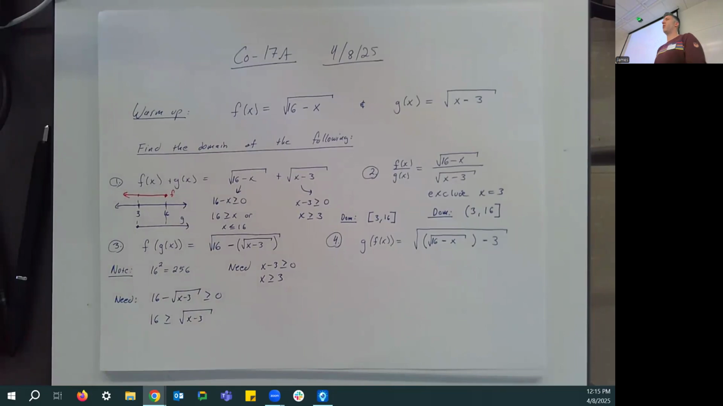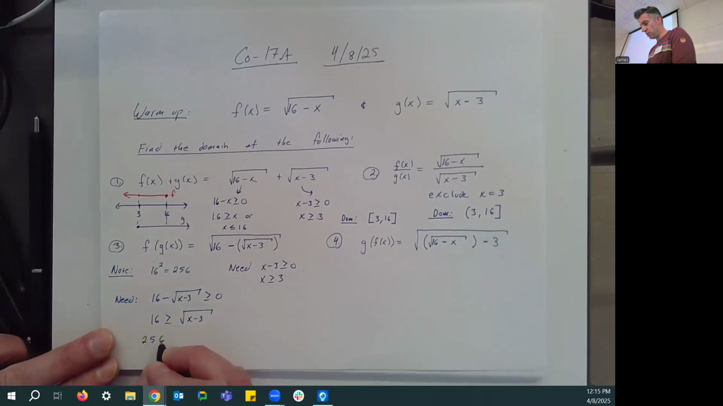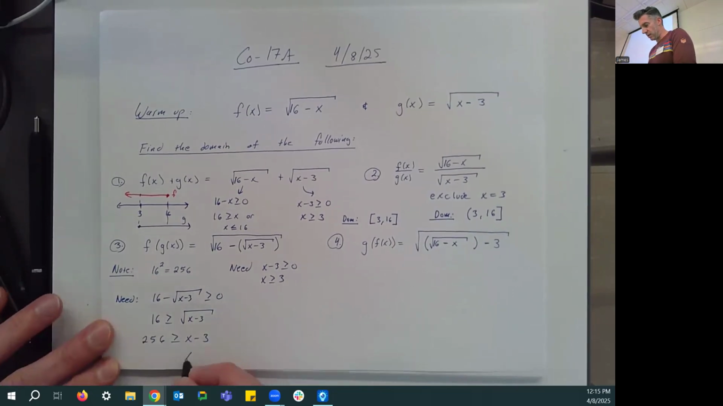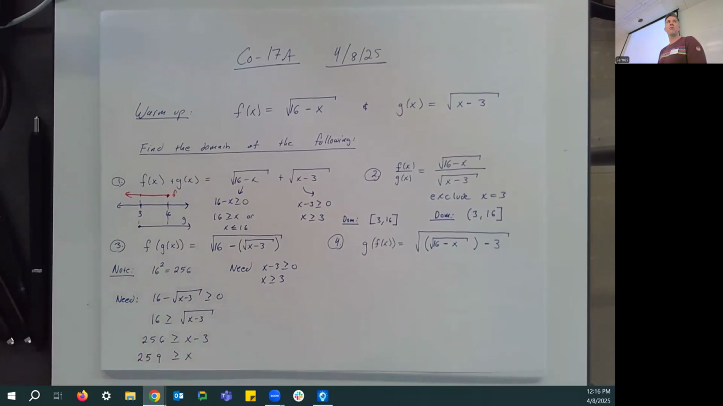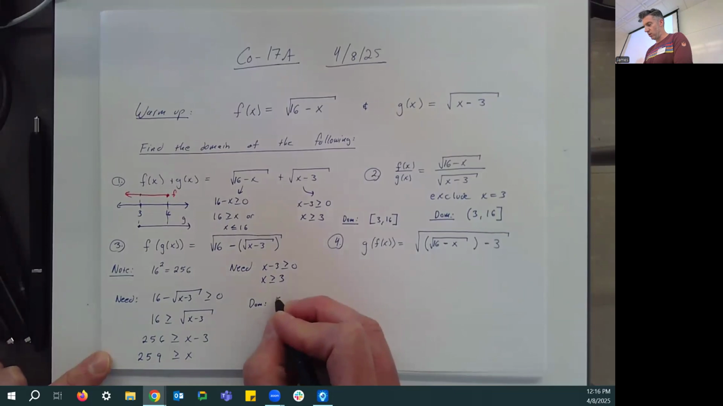Now, with inequalities, squaring both sides can be dicey, but here it's totally safe. The way I'm going to rationalize it to myself is: if I need the square root of this to be less than or equal to 16, then I need the insides to be less than or equal to 16 squared, which is 256. So we need x minus 3 to be smaller than or equal to 256, which means x has to be less than or equal to 256 plus 3. It's 259. So we got a big domain here. Everything bigger than or equal to 3, all the way up to being less than or equal to 259.